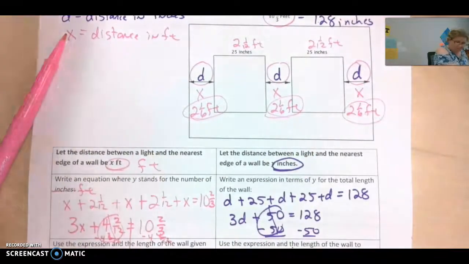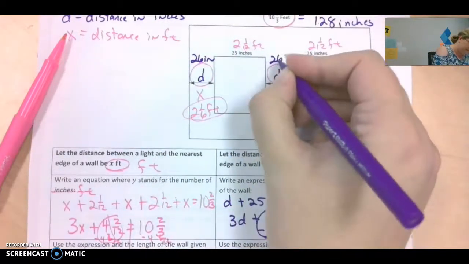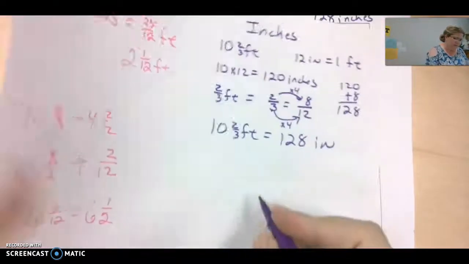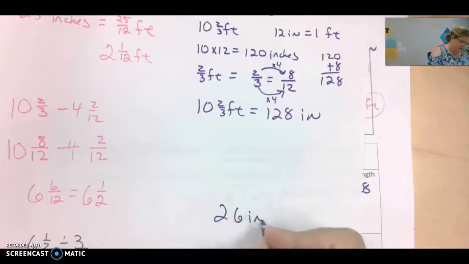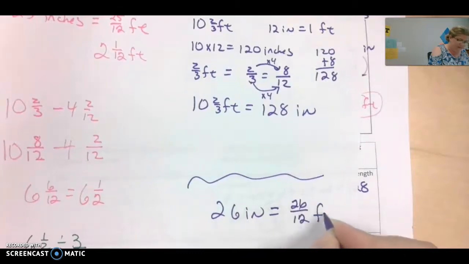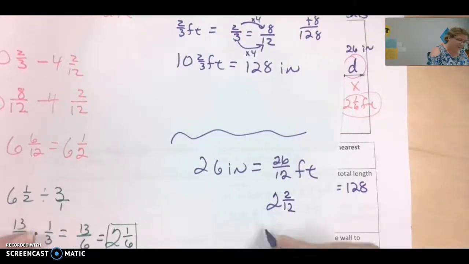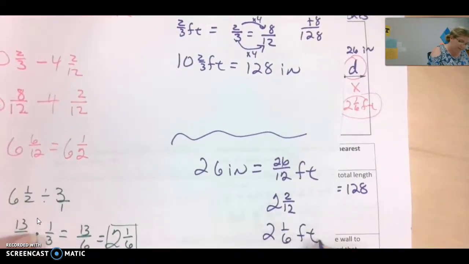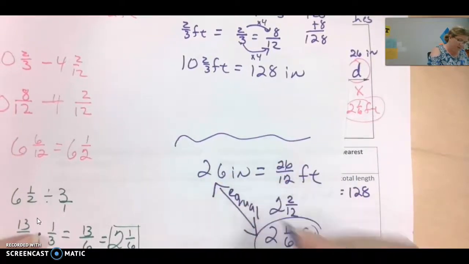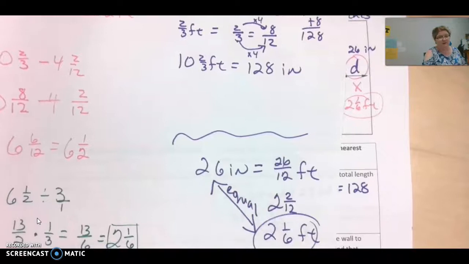Or, the other way that we solved it was 26 inches. So let's see if those are actually equal to each other. 26 inches equals 26 over 12 feet, which would be 2 with 2 left over out of 12, which would be 2 and 1/6. So these are actually equal to each other, but one is given in inches and one is in feet.